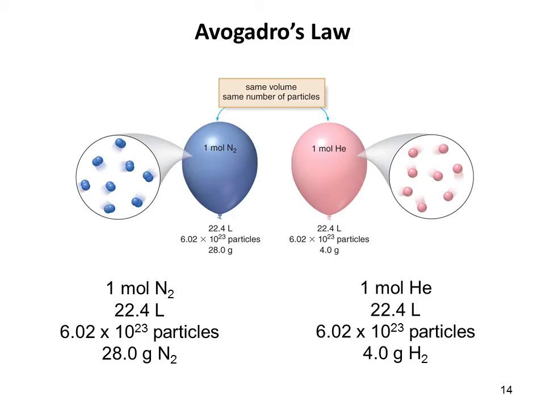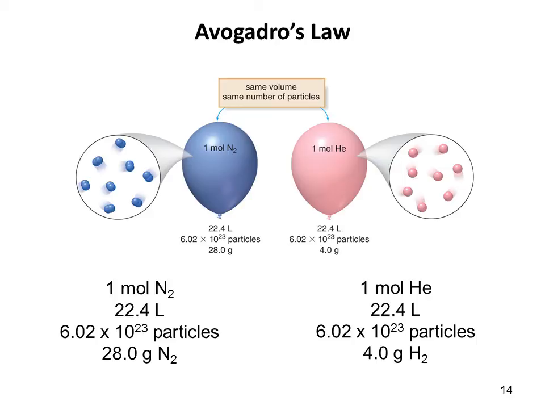If we have 1 mole of nitrogen and 1 mole of helium and we put them both in a balloon at 1 atmosphere and 0 degrees Celsius, we will find there is 1 mole of those particles. It doesn't matter that one is nitrogen and one is helium. As long as you have the same number of particles and they are experiencing the same temperature and pressure, the number of particles is going to be the same.